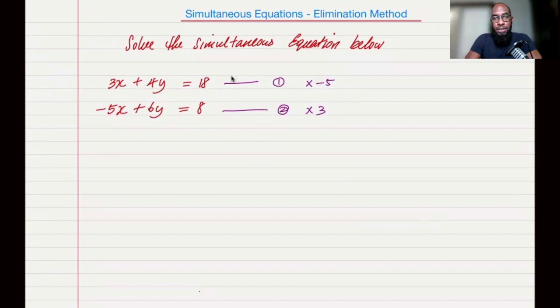When you're multiplying different signs, it's a minus. 3x multiplied by 5 is 15x. When you're multiplying different signs, it's a minus. 4y times 5 is 20y. When you're multiplying different signs, it's a minus. 18 multiplied by 5 is 90. This is equation 3.